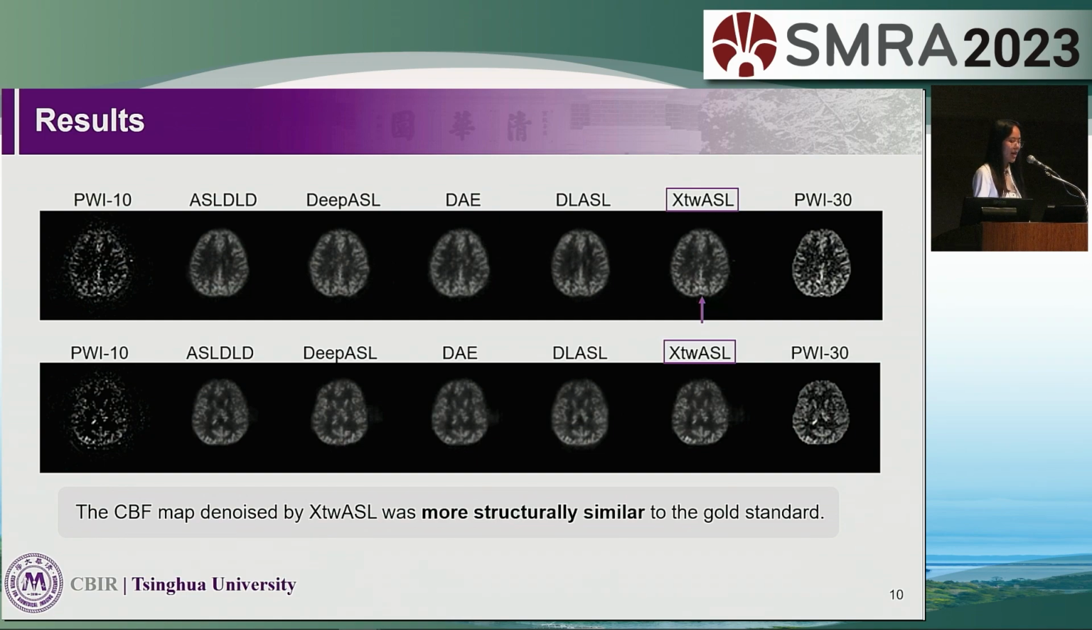The far left is the network input, and the middle ones are the PWI denoised by different models, and this column is our model, and the far right is the gold standard. We can see that the CBF denoised by our method STW-ASL was more structurally similar to the gold standard.